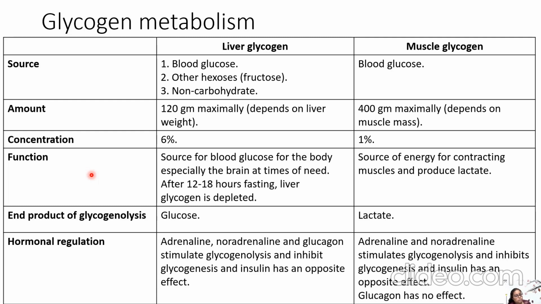Another function: it is a source of blood glucose for the body, especially the brain, at times of need. After 12 to 18 hours of fasting, liver glycogen is depleted. Whereas muscle glycogen is the source of energy for contracting muscles and producing lactate. So what is the end product of glycogenolysis? Glucose for liver glycogen.